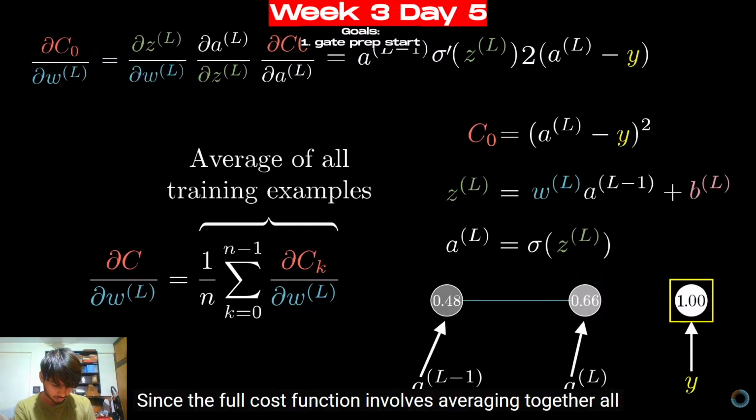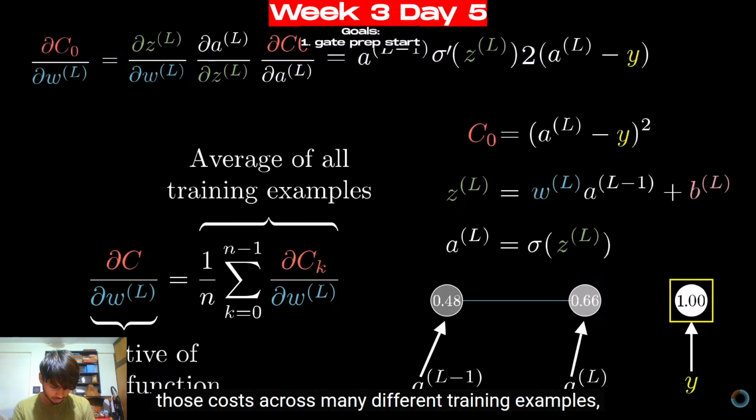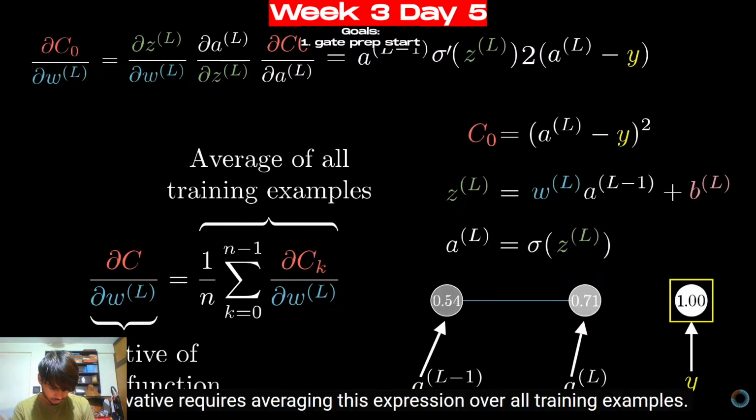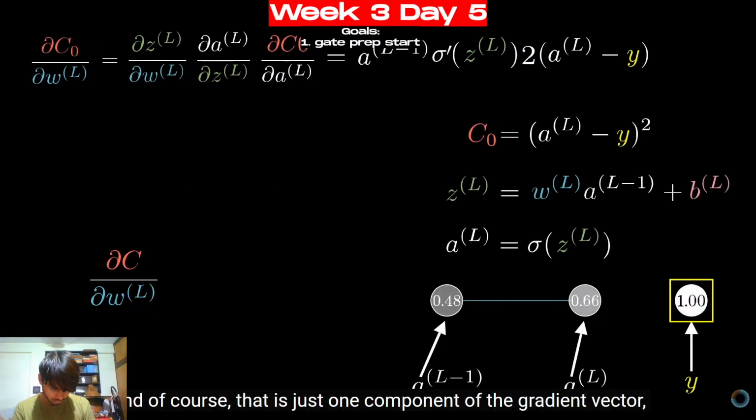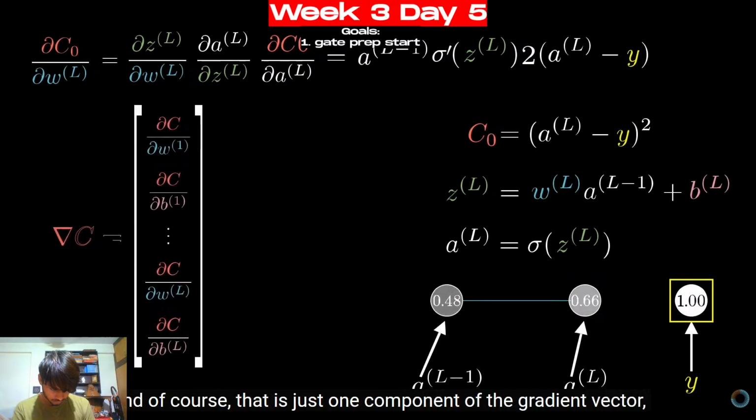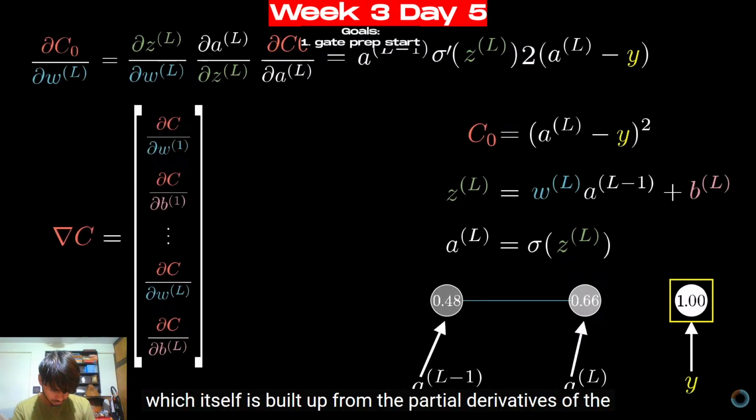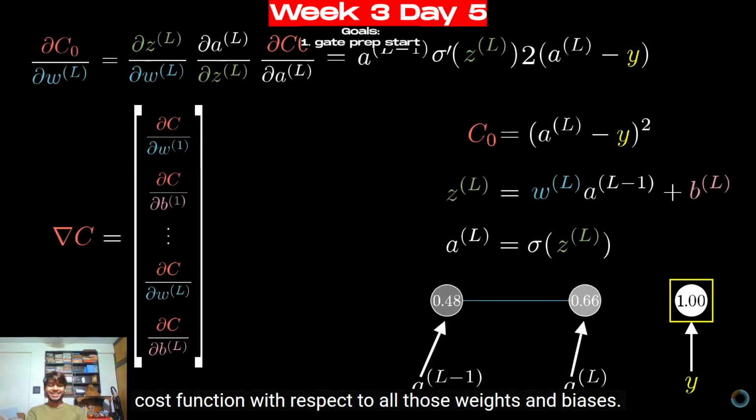Since the full cost function involves averaging together all those costs across many different training examples, its derivative requires averaging this expression that we found over all training examples. And of course, that is just one component of the gradient vector, which itself is built up from the partial derivatives of the cost function with respect to all those weights and biases.